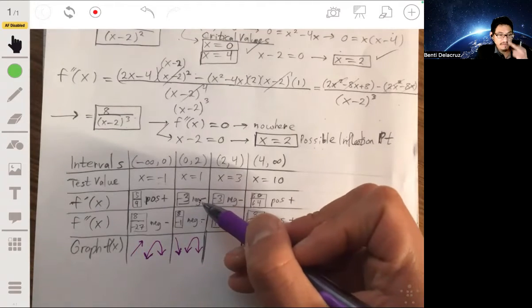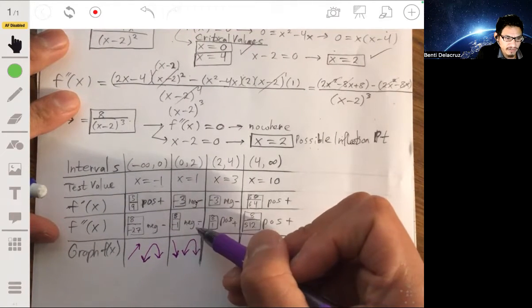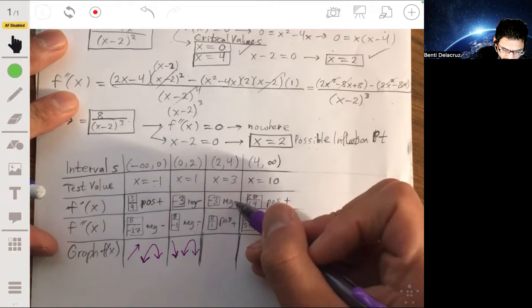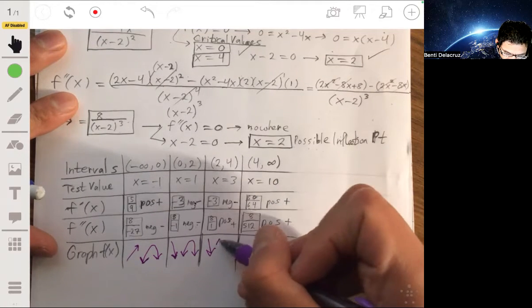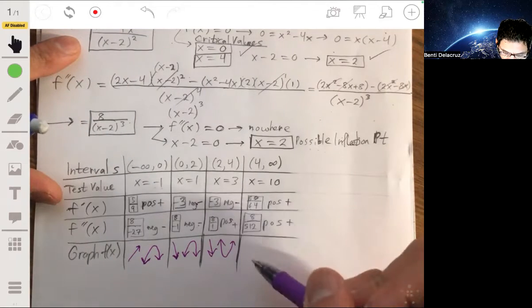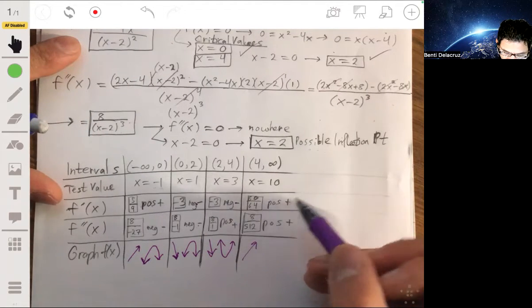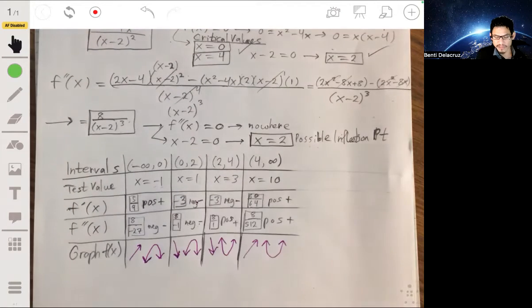Again, the first derivative is negative here, so the graph is decreasing and concave down because the second derivative is negative. Here, it's still decreasing because the first derivative is negative, but it's going to be concave up because the second derivative is positive. And it's going to be increasing here because the first derivative is positive, and concave up because the second derivative is also positive. So this will give us a sense of what the function is doing.